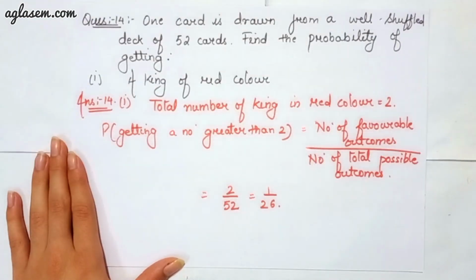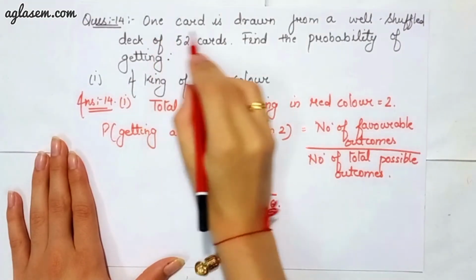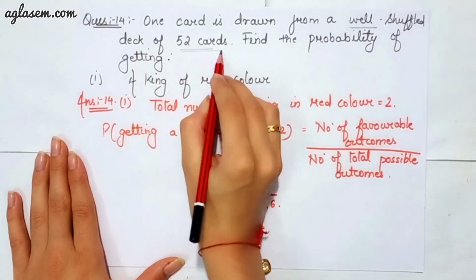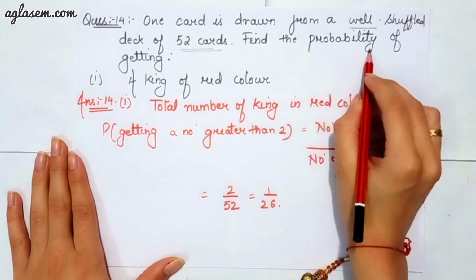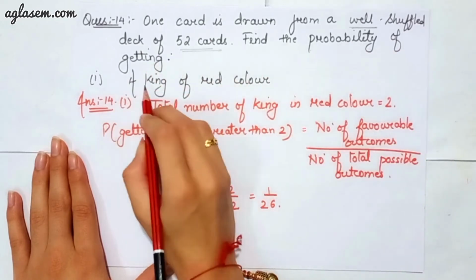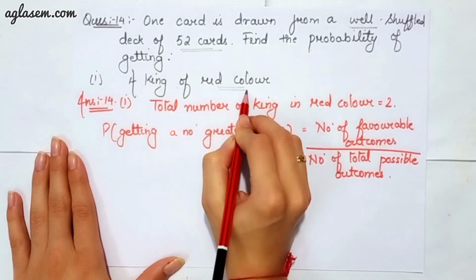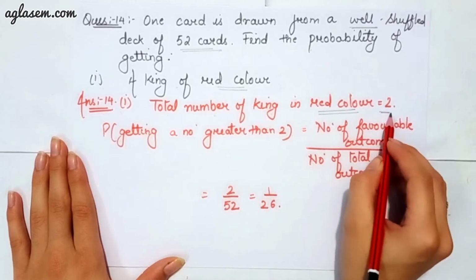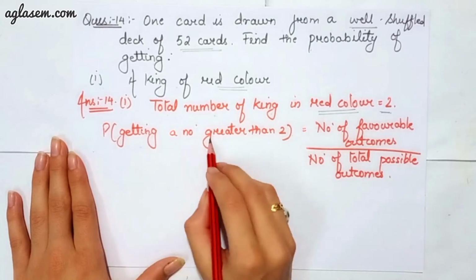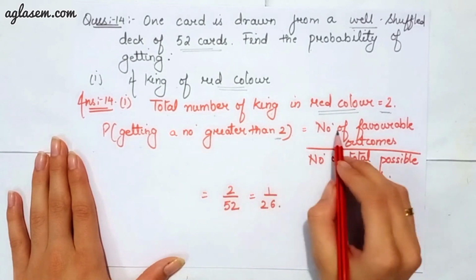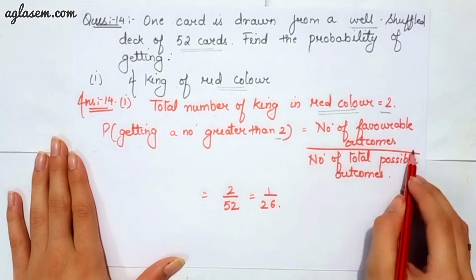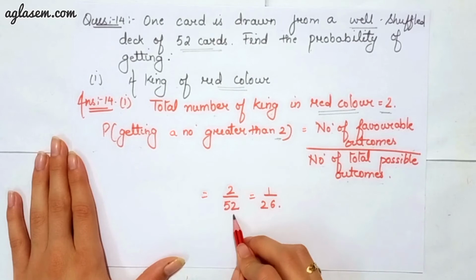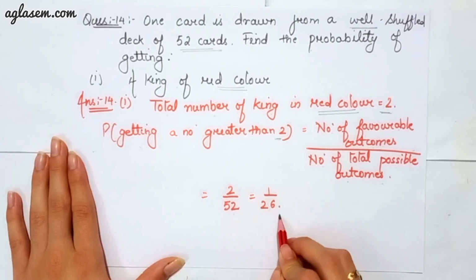Moving further to our 14th question, which says one card is drawn from a well-shuffled deck of 52 cards. Find the probability of getting, part 1, a king of red color. The total number of kings in red color is 2. Probability equals the number of favorable outcomes divided by the number of total possible outcomes. So it will give you 2 upon 52, that is 1 upon 26.